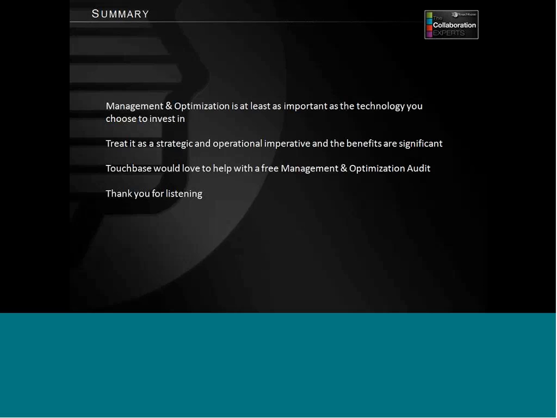You've got to treat it as a strategic and operational imperative. Support of technology is not just a facilities function. It is how you get the best out of the technology you've invested in, and the benefits are massive. And we would obviously love to help you.